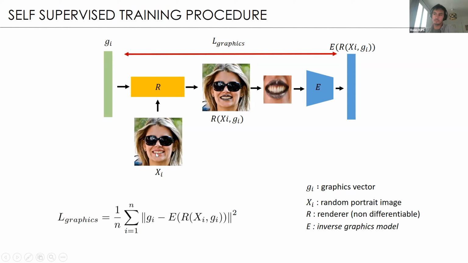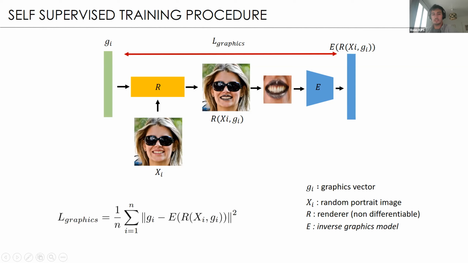So these are images from the FFH dataset, and then you get the rendered image. You pass this image to your encoder model, and you ask it to estimate the original graphics vector that was used to create the synthetic image. So you can actually use a very simple loss in the space of parameters. We use an L2 loss in this case, and really that's it.